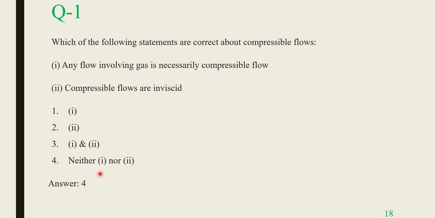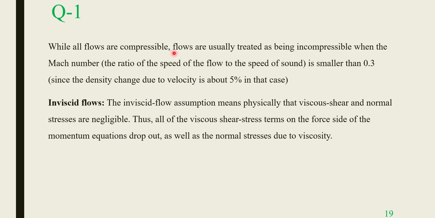So previously we also saw how compressible flow denotes the property of the flow, not of the fluid, and that compressible flows are inviscid. I mean, it is not necessarily true. So we'll see how both of these statements are false. While all flows are compressible, flows are usually treated as being incompressible when the Mach number is smaller than 0.3, where Mach number is the ratio of the speed of the flow to the speed of sound in that medium. So what are inviscid flows?